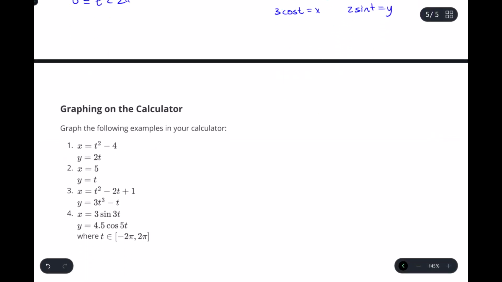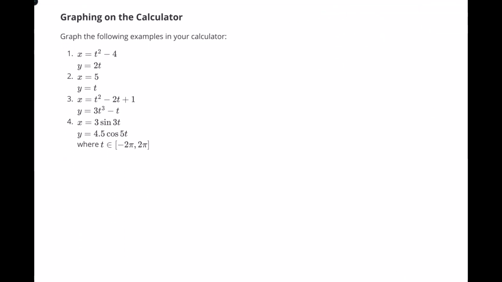The last example here is just some additional examples for graphing on the calculator. I'm going to leave those there for you to practice with since we did some earlier in the first video.